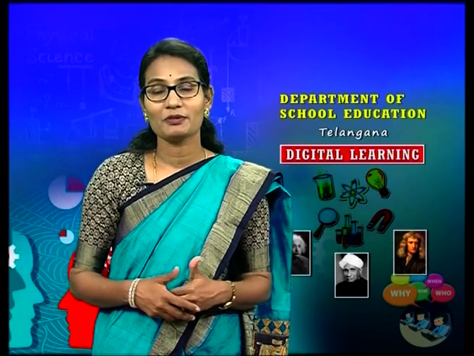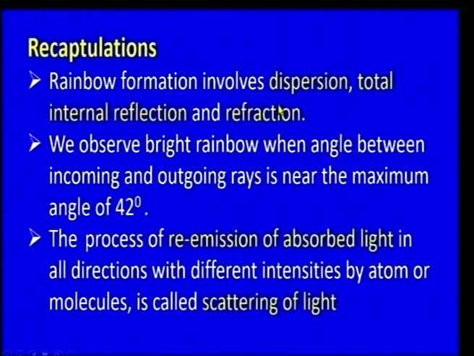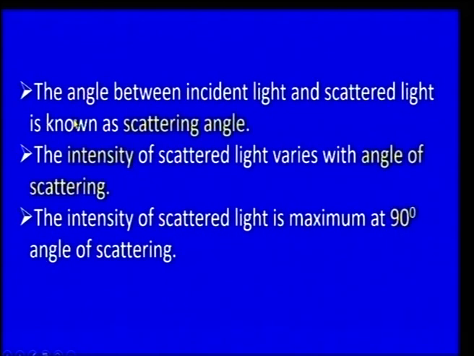Take a look at the concepts we learned in this session. Rainbow formation involves dispersion, total internal reflection and refraction. We observe a bright rainbow when the angle between incoming and outgoing rays is near the maximum angle of 42 degrees. The process of re-emission of observable light in all directions with different intensities by atoms or molecules is called scattering of light. The angle between incident light and scattered light is known as the scattering angle. The intensity of scattered light varies with the angle of scattering and is maximum at 90 degrees.